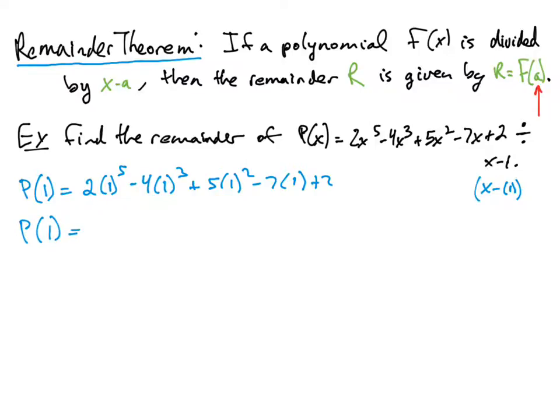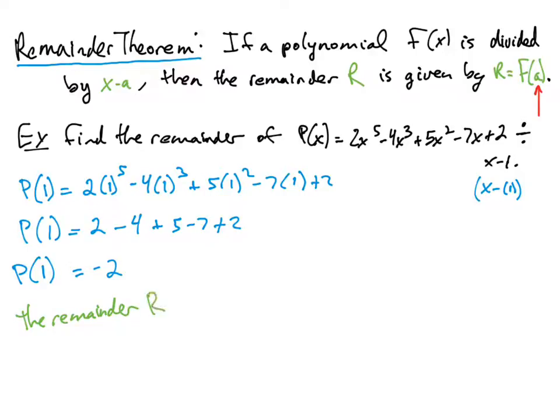So 1 to the fifth is 1, times 2 is 2. 1 cubed is 1 times negative 4, plus 5, minus 7, plus 2. Looks like we're going to get negative 2 here. So p of 1 equals negative 2. What this means is the remainder, let's call it capital R, is negative 2.